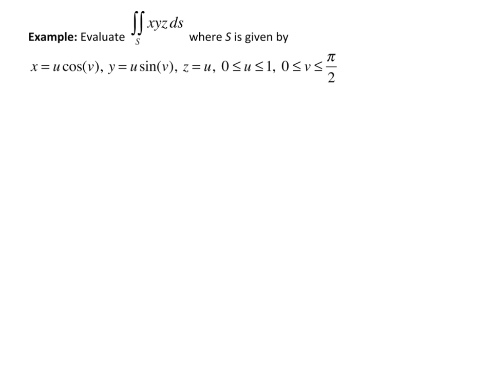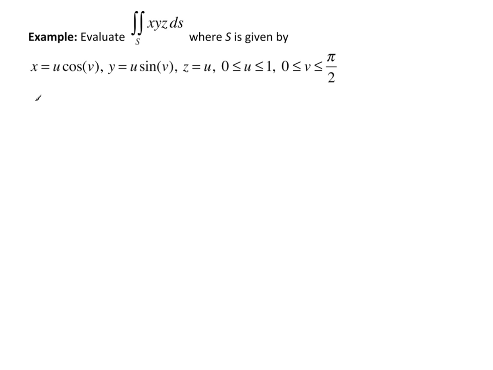Let's take a look at a real quick example here. Let's evaluate this double integral of xyz dS, where S is given by x equals u cosine v, y equals u sine v, z equals u, where u goes from 0 to 1 and v goes from 0 to pi over 2.